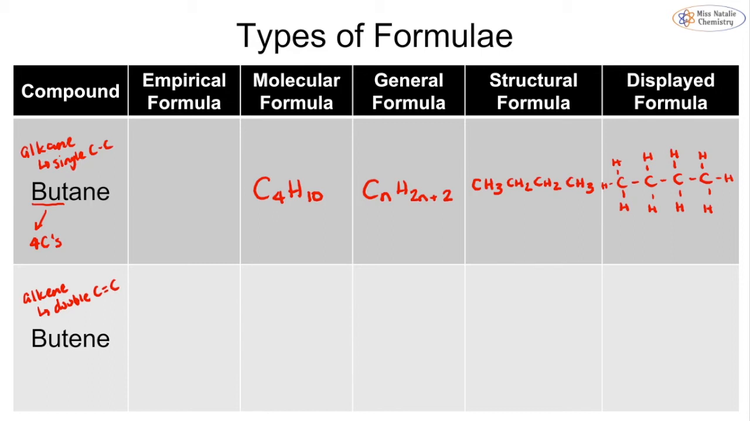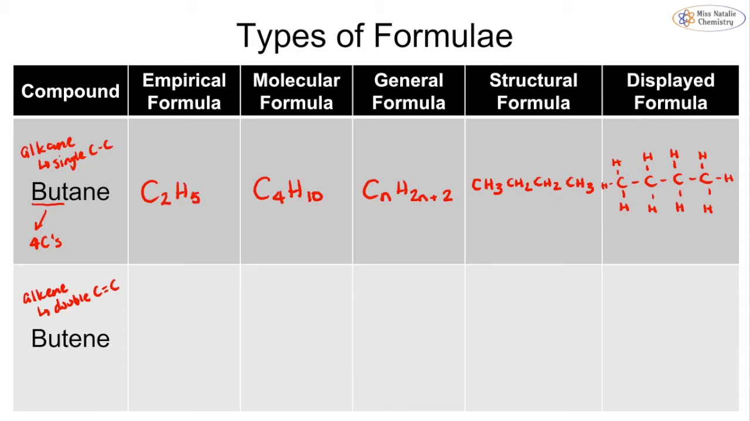Now the empirical formula is to take the simplest whole number ratio of that molecular formula. So this is just the same as ratios that you've met in maths, where you want to get it down to the most simple number. So we wouldn't write 4 and 10 because both of these numbers can be divided by 2. So my empirical formula for butane would be C2H5.